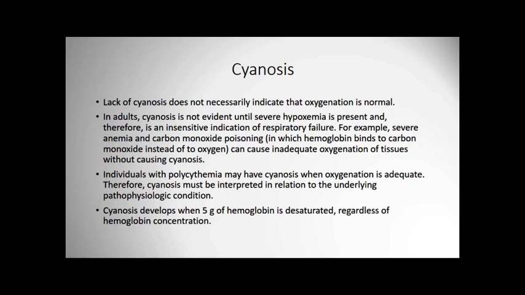Also, you have to know that people with polycythemia, which is the contrary of anemia, a very high amount of red blood cells, very high concentration of hemoglobin, can develop cyanosis and have normal levels of oxygen. They have a lot of hemoglobin. If 5 grams of it get desaturated, they will develop a bluish discoloration, but their oxygenation is normal, so we don't have to do anything except the normal treatment for polycythemia. We don't have to do anything about their cyanosis. They have this very red and bluish coloration sometimes that looks like cyanosis, but it's simply a normal manifestation of the pathologic condition.